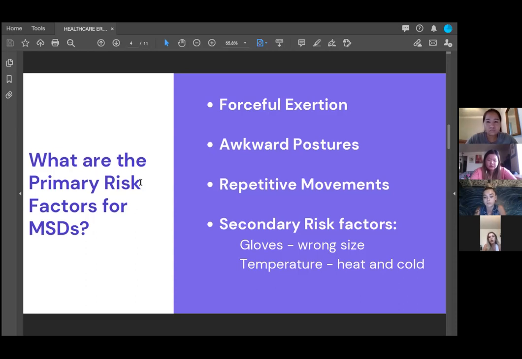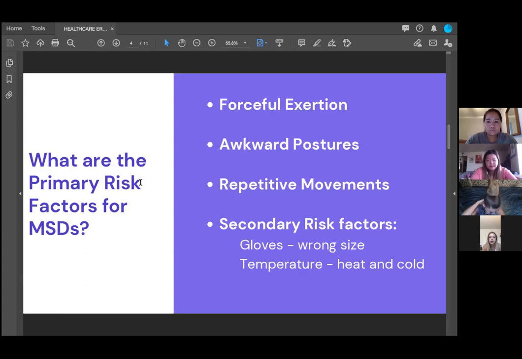So posture is the posture of your body parts. Awkward posture occurs when joints are held or moved away from the body's natural position. So some examples of that are, again, stooping, like bending over, kneeling, or reaching overhead. The next one is repetitive movements, which is pretty much self-explanatory. It's just when movements are performed over and over again to cause a repeat.